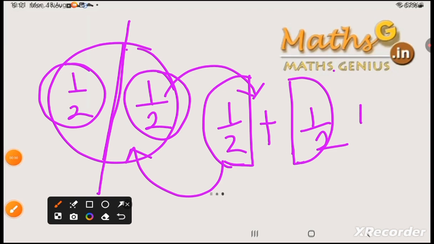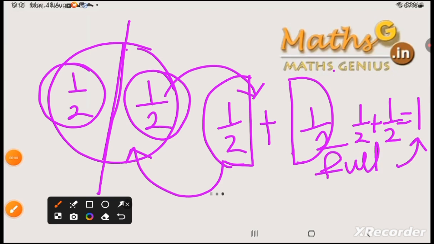So what does it mean mathematically? Half plus half will again come back as 1, which we say is full or otherwise whole. Whole of the cake or full cake.